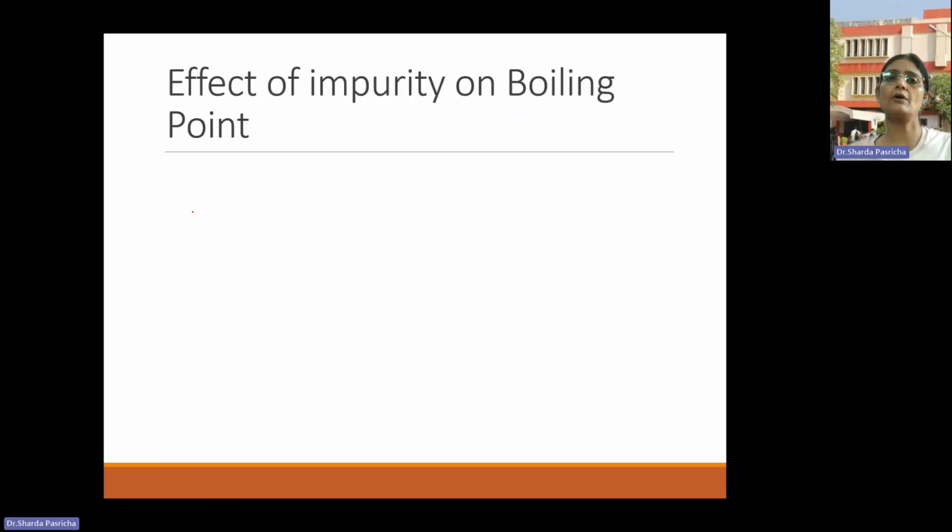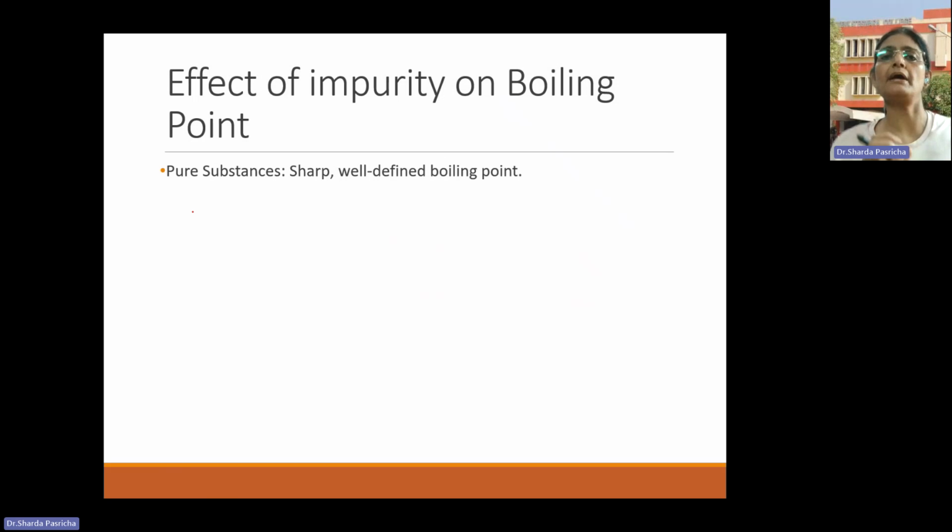Now, let us look at what is the effect of impurity on the boiling point. You have studied colligative properties, and you know that impurities lead to elevation in boiling point. Ideally, when you talk of pure liquids, they have sharp and well-defined boiling point. However, the reverse is not always true.